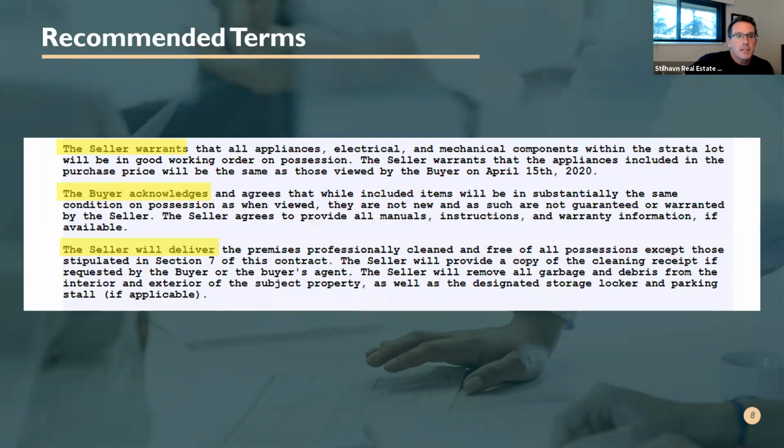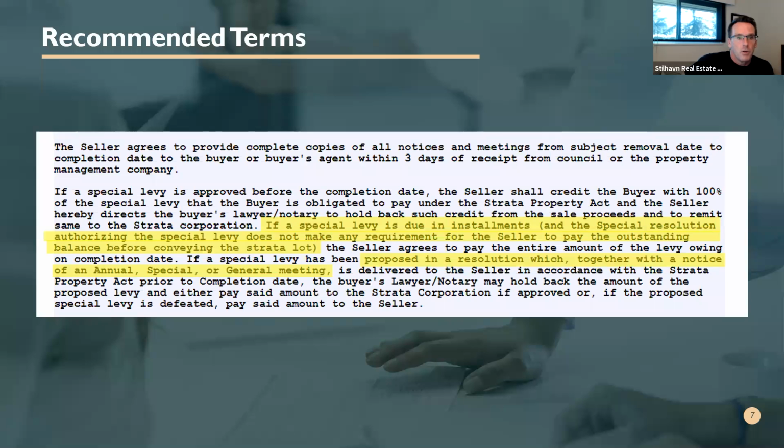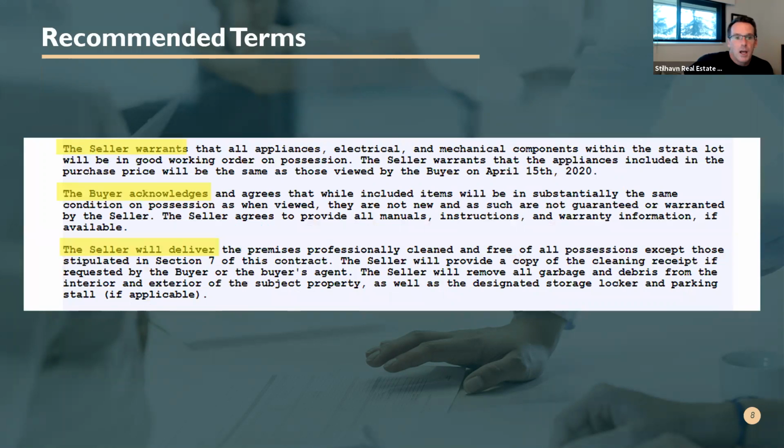Okay, so that's it for subjects. And you all know hopefully the difference between subjects and terms. So the seller warrants that all appliances, electrical and mechanical within this strata lot. This is not from web forms, unfortunately. I think it should be, so it should be in all your contracts. Essentially, you just want to make sure that, let's say that your home inspector didn't test the burners on the stove.